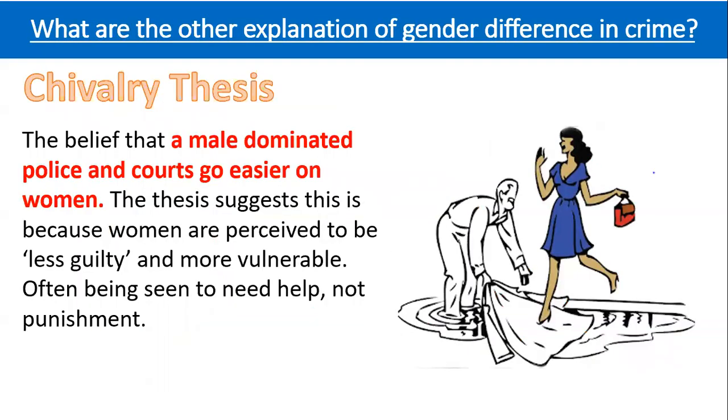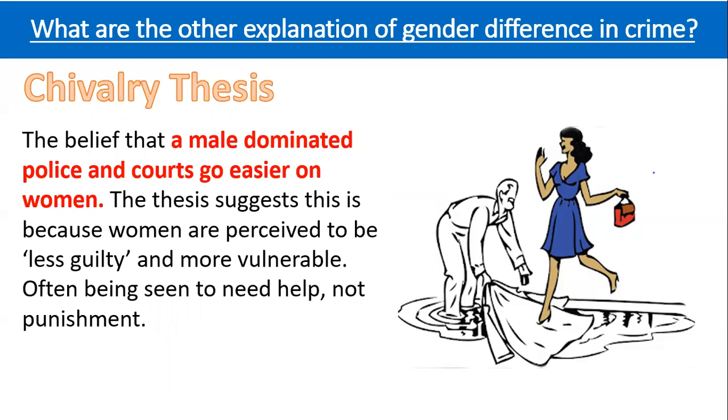Okay, we've got two more now. These aren't necessarily direct theories. This can sometimes be associated with feminist theory, but we're not necessarily going to use it in a feminist argument. So this is the chivalry thesis, the belief that a male-dominated police and court system go easier on women. The thesis suggests this is because women are perceived to be less guilty and more vulnerable, often being seen to need help, not punishment.